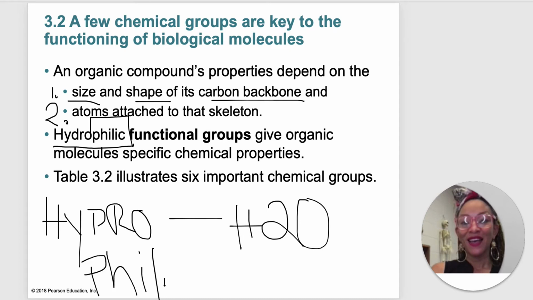Philic means loving. Okay, so anything that's named hydrophilic likes to be around water. It loves to be in water. So if something is hydrophilic or has hydrophilic functional groups, these are going to give those organic molecules specific chemical properties. And we'll look at some more of those.